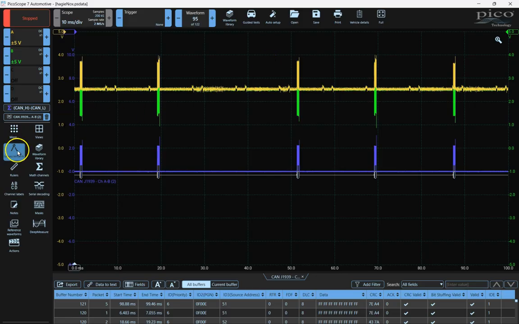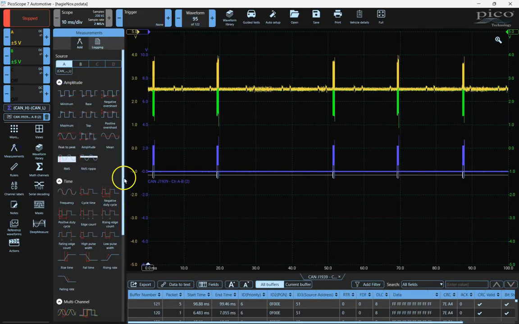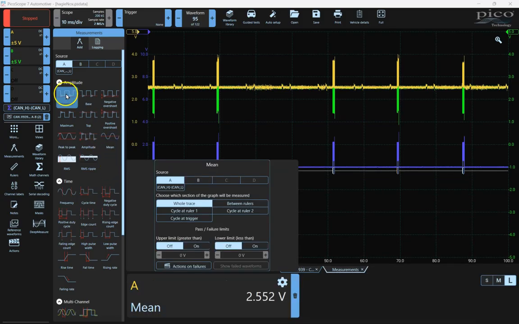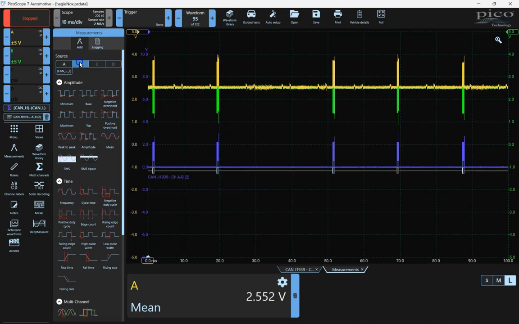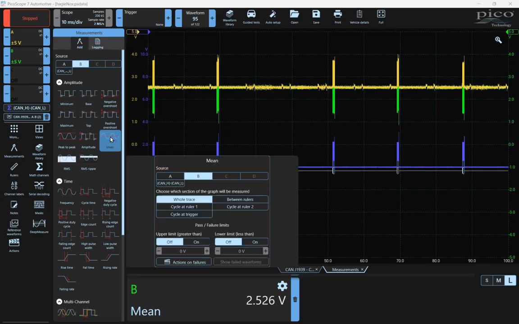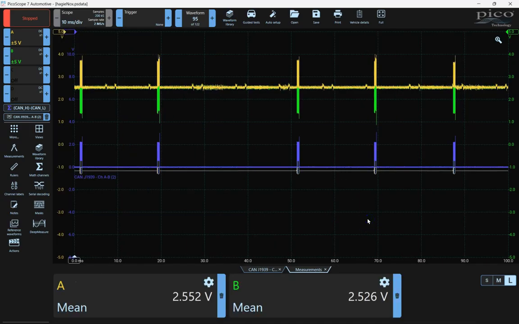And so if I were to go ahead, we'll add our measurements. We could do channel A, we'll just say the mean for channel A, which is CAN high, and we'll look at the mean for channel B, which is CAN low. We can see that, as I said, this is very, very lightly loaded. And you know what happens with the voltage when it's lightly loaded. So if you put your meter on here like the tech did, it's like, well, they're both sitting at about 2.5 volts. That's not a problem. This is just a very lightly loaded bus.